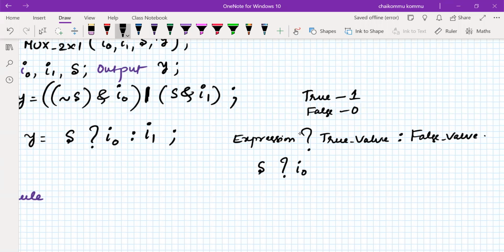That is what the truth table tells us. If S is equal to false, then the output is assigned by I1. Therefore, here is the output Y. Now, if S is true, I naught will be assigned to Y. If S is false, I1 will be assigned to Y. Right, so that is what we have to remember.